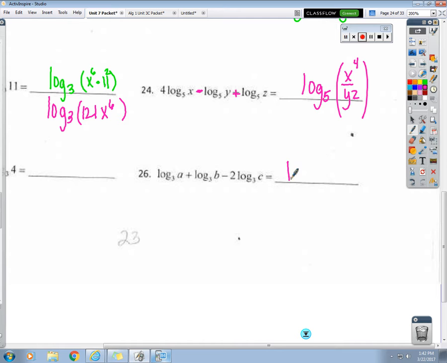Log base 5, or log base 3. A is added to B, so that means they're being multiplied, but then it changes over to subtraction, which means it changes over to division. C is squared, and then none of the others are raised to an exponent because there's nothing written out in front, so that's the answer. Okay? Alright, now let's look at number 25.